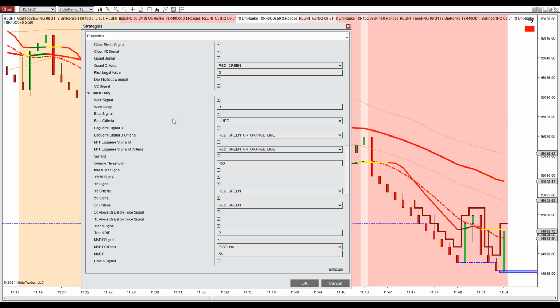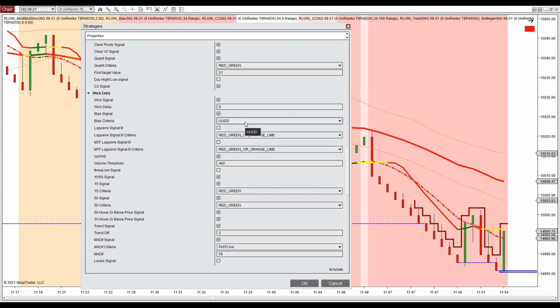And on the wick, the gear for a long trade has to be red or green or orange or lime. Red, green, orange, or lime. And they have to be the same. Dual reds, dual oranges, dual greens. I don't even have that in here. I'll show you on the actual charts, but we need dual gears for this to take a trade.